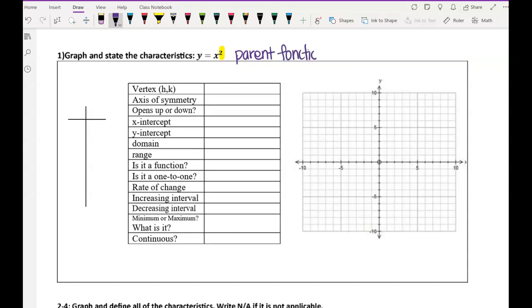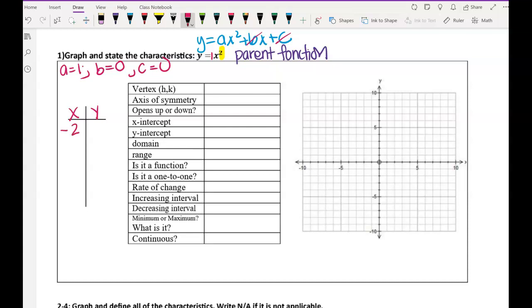Okay, parent function. Let's start with what we know, right? Remember, the standard form is always going to be y equals ax squared plus bx plus c. Well, we don't have this. We don't have this. And if you don't see a number in the front, it's always 1. So a is 1, b is 0, and c is 0. So right away, we can make a chart.